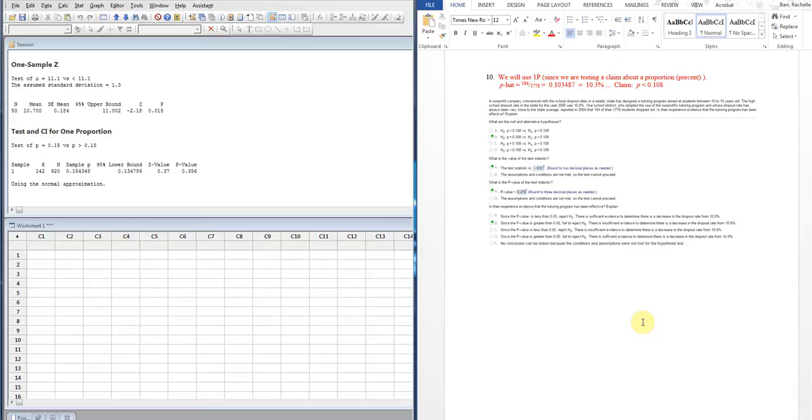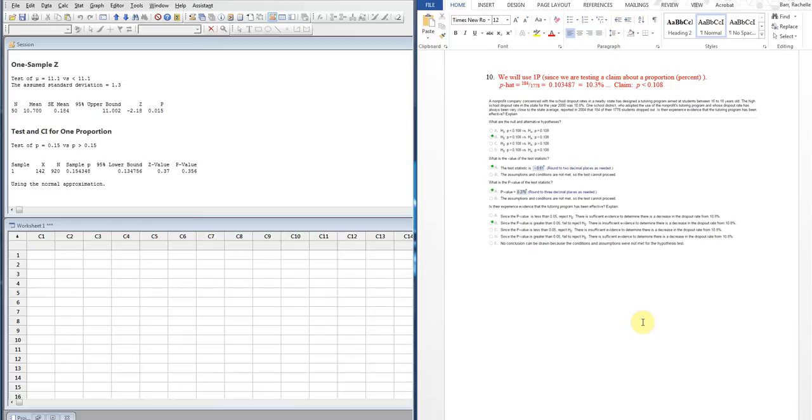A not-for-profit company is concerned with high school dropout rates in a nearby state. This is so vague. In a nearby state has designed a tutoring program aimed at students between the ages of 16 and 18 years old. The high school dropout rate in the state in the year 2000 was 10.8%. Their programmer should have just replaced in a state with a random selection of the 50 states. And then this would make more sense.